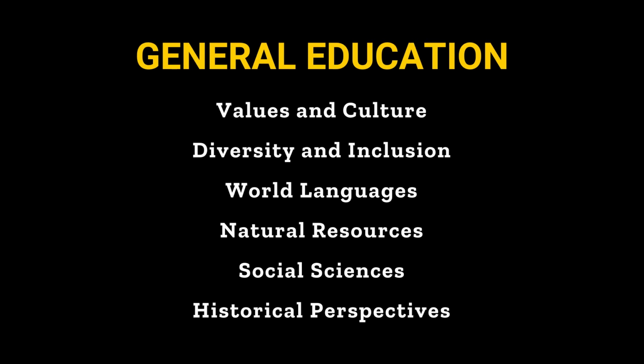Students have various categories that they must fulfill, including values and culture, diversity and inclusion, world languages, natural sciences, social sciences, and historical perspectives. There are a number of courses to choose from within each category, providing students a great deal of choice in how they are to complete the general education program. As an example, in historical perspectives, a student might choose a course from philosophy or anthropology, or yes, even history.